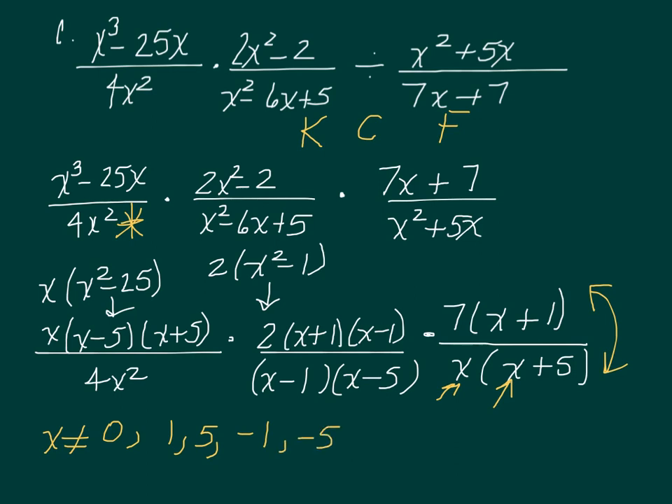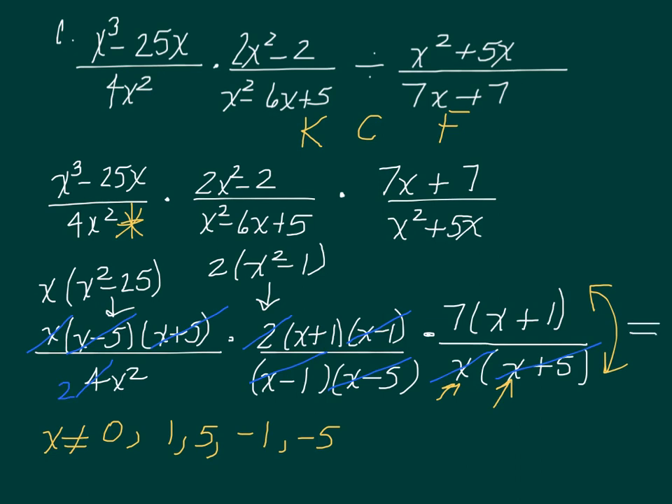And then you divide your common terms. Let's see, this x will divide with this x. X minus 5 divides with this x minus 5. X minus 1. X plus 5. 2 can divide into 4 twice. And I think that is it.